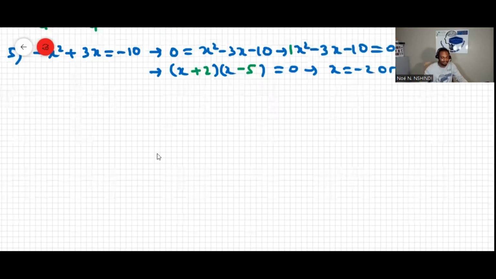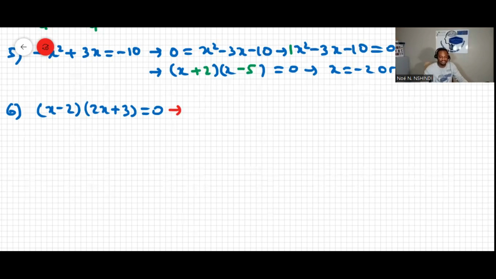Question 6. We have x minus 2 and then 2x plus 3 equals 0. Let me remind you of the property that we talked about when we started with equations. The property says that if a times b equals 0, this means that a equals 0 or b equals 0. One of them needs to be 0.